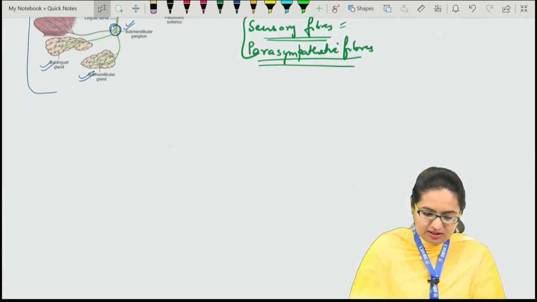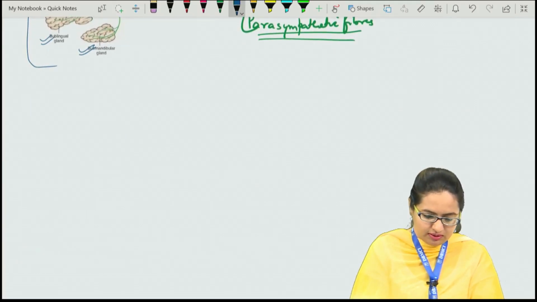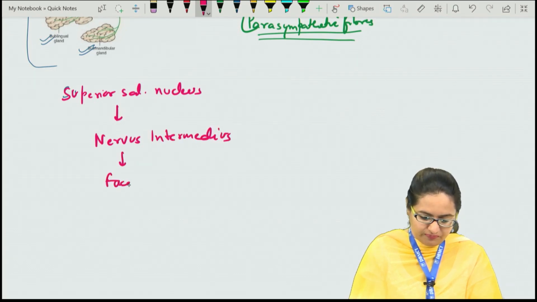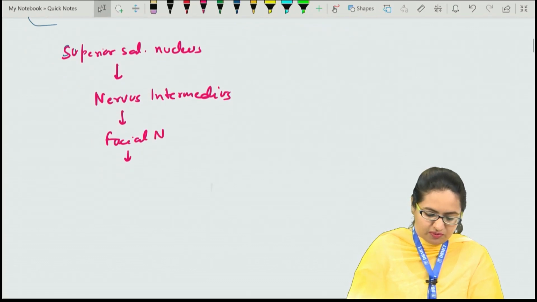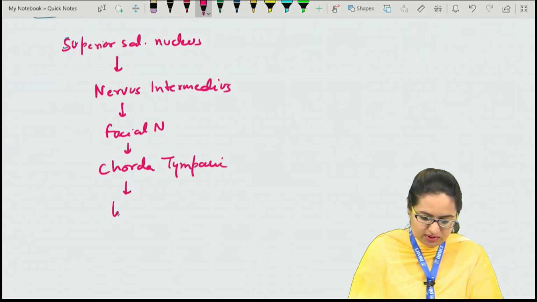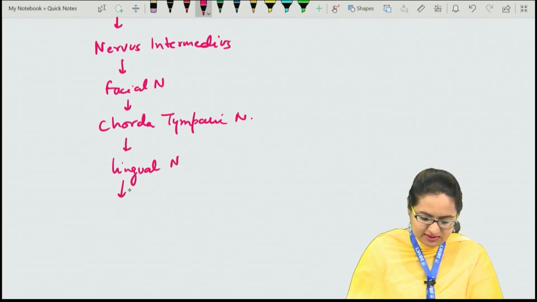If you just see the parasympathetic pathway, from the superior salivatory nucleus, this sensory root arises, also known as nervus intermedius. Then it joins with the facial nerve, and after joining the facial nerve, the fibers reach the chorda tympani, which is one of its branches, and this chorda tympani joins the lingual nerve, and this lingual nerve will go and relay in the submandibular ganglion.